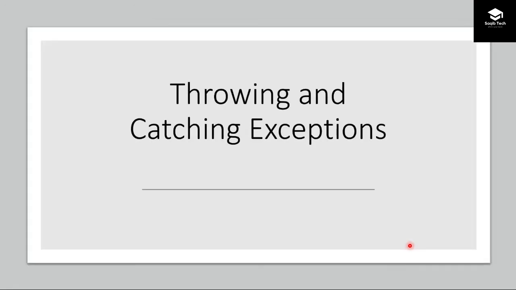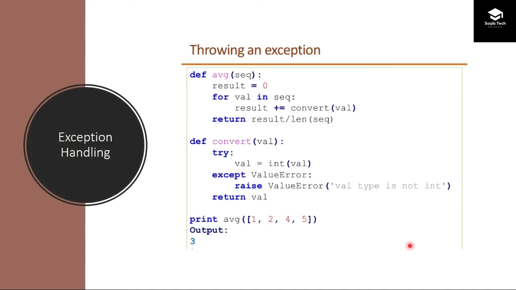So throwing and catching exceptions, how it is done, let's check in a simple example. For example, I am creating an average function where I need to calculate the result by adding the numbers of a list. But before adding the numbers of a list, you need to convert them to integers. This is a convert function. What the convert function is doing is taking a value and converting it to an integer. We can convert anything into an integer by just passing it to the integer function. So what can be the error here?